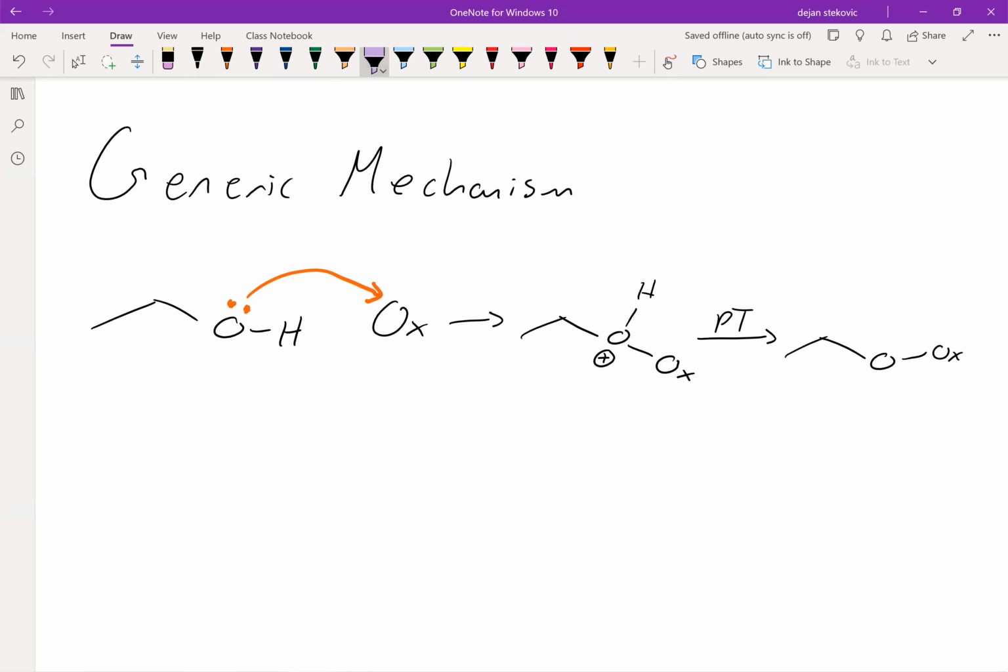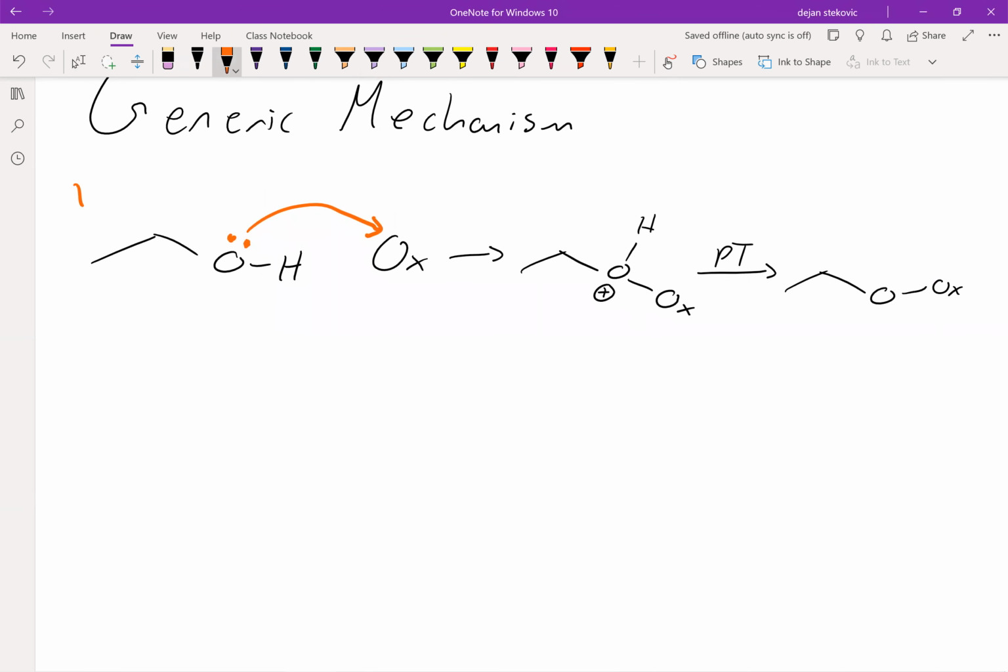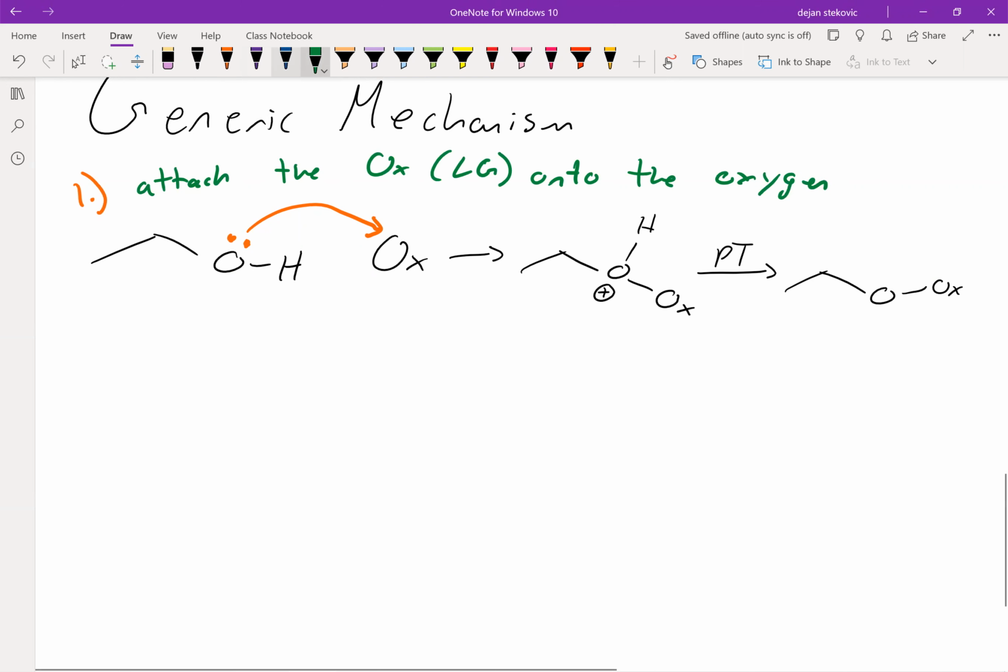All right, so the main point that we've done here is we've attached this oxidant onto this oxygen. And this oxidant is also a very good leaving group, right? So that's that first step: to attach the oxidant, which is also a good leaving group, onto the oxygen from your alcohol.